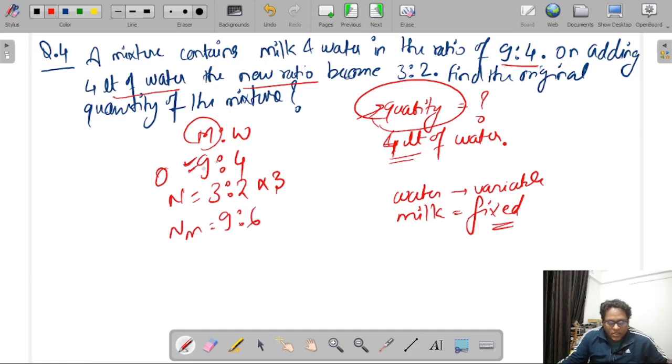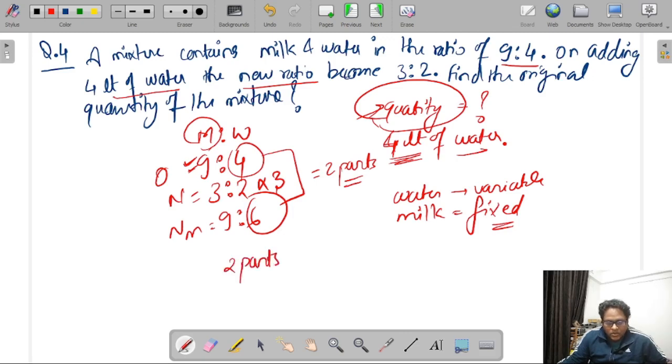So milk is 9 parts in the original, and milk is 9 parts in the new modified ratio. The only variable is water, which is going from 4 to 6. The difference is 2 parts, and we know that 4 liters of water is added, which means the difference of 2 parts is equal to 4 liters. So 1 part is equal to 2 liters, and we need to identify the original quantity.